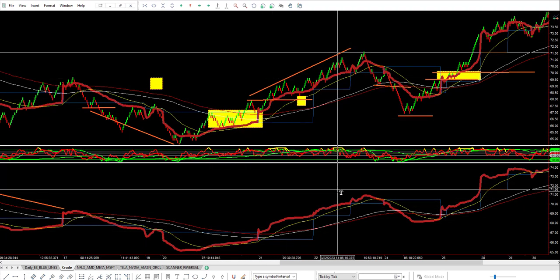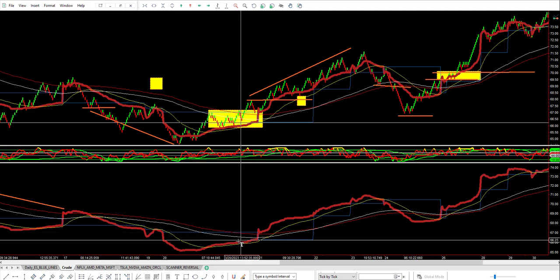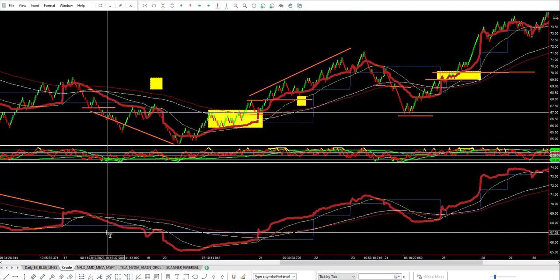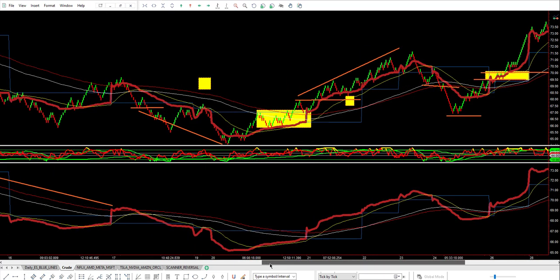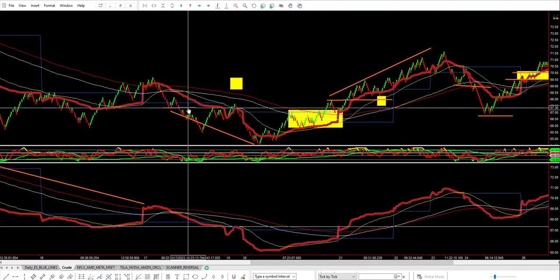That Renkos and VWAP, if you make it slower, you can get longer term trends. If I make it even slower, this will all be captured, but you have to wait for pivot breaks.